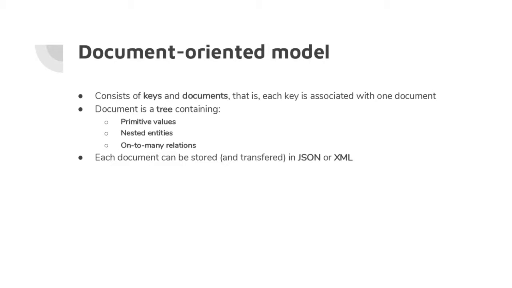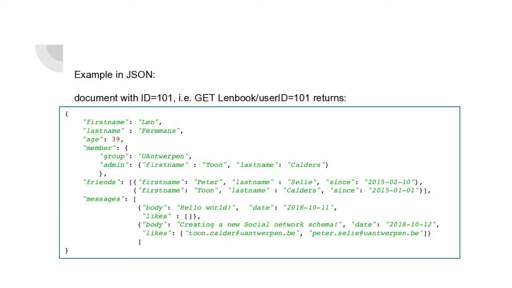So what is a document? It's basically a tree, and it contains primitive values, but also nested entities and also relations. And a document can be stored and transformed using either JSON or XML.